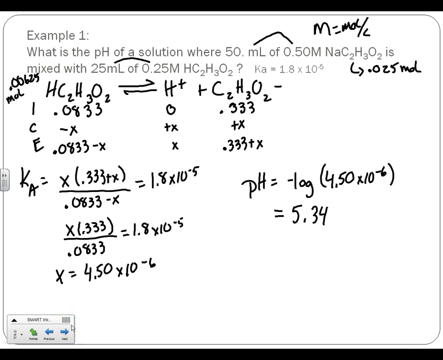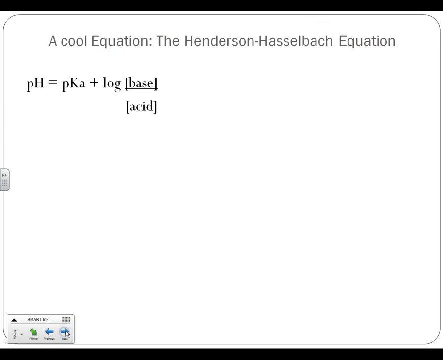All right, now there is an easier way to do this if you recognize that what you have is a buffer solution. A buffer solution means you've got a combination of the weak acid and its conjugate base, those conjugate acid-base pairs. The cool equation of which I speak is called the Henderson-Hasselbalch equation, and it looks a little something like this. I can figure out the pH of a buffer solution by taking the pKa, the negative log of the Ka, plus the log of your base, usually the conjugate base, divided by the concentration of the acid. So let's apply this to the example we just looked at.